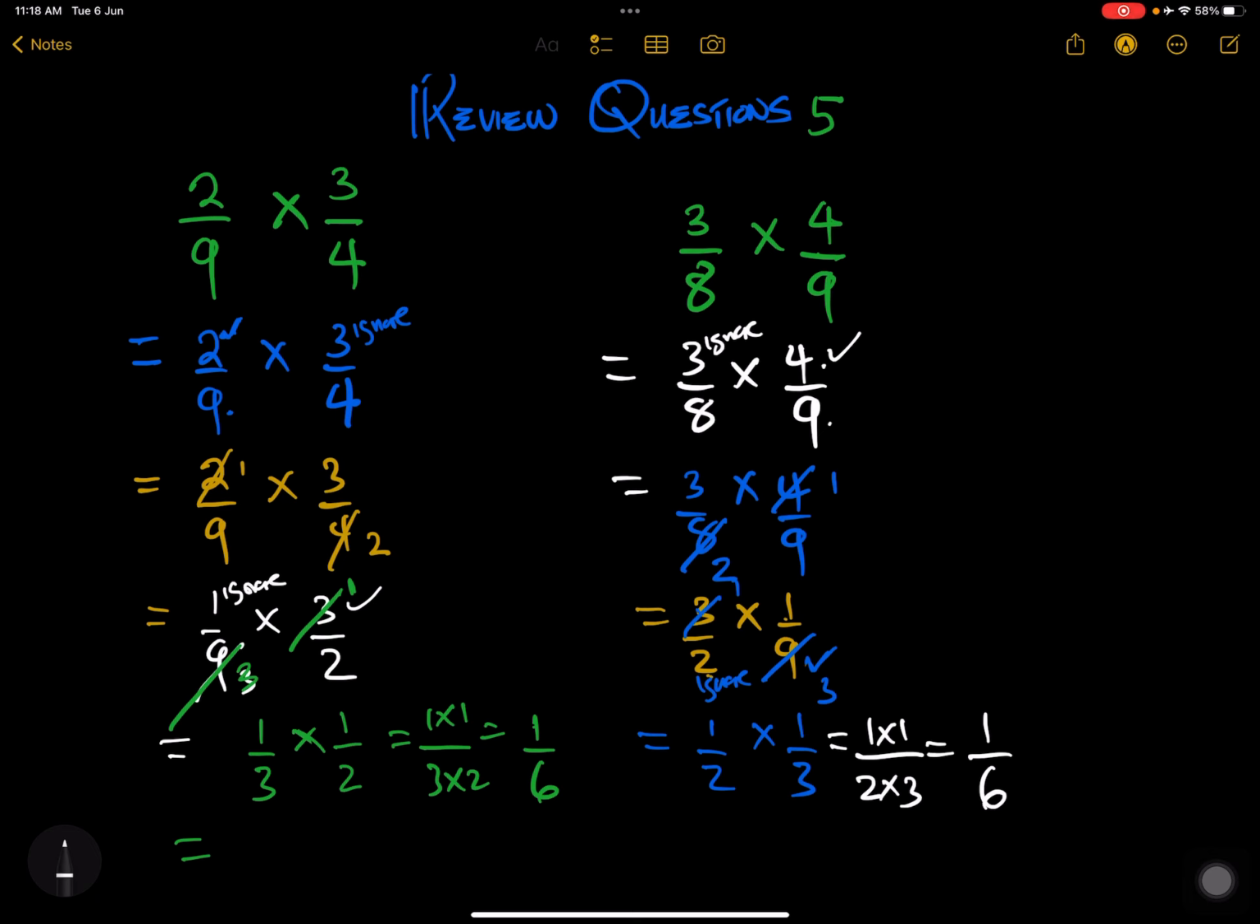I'll come to you another time, and we will look at the division of fractions. We couldn't have the time to do so, but the next time we meet, we'll look at division of fractions.